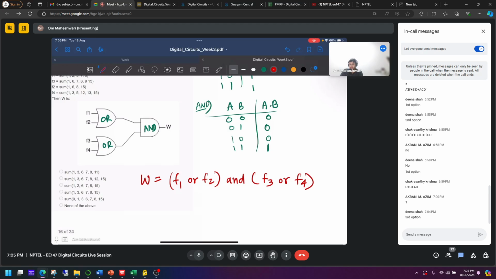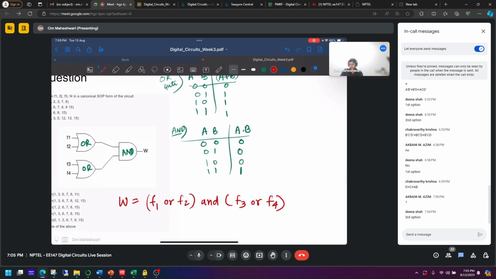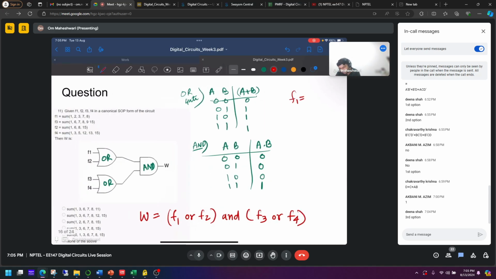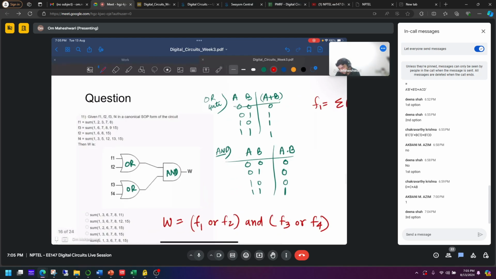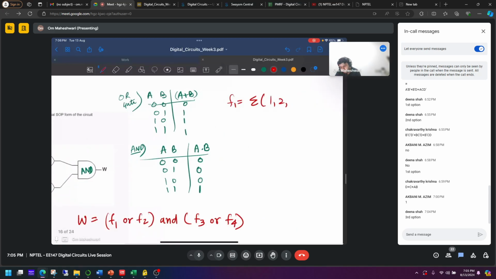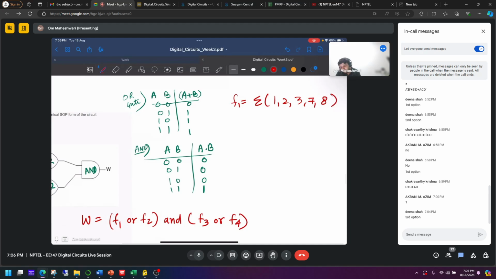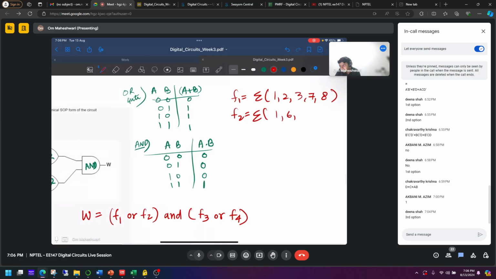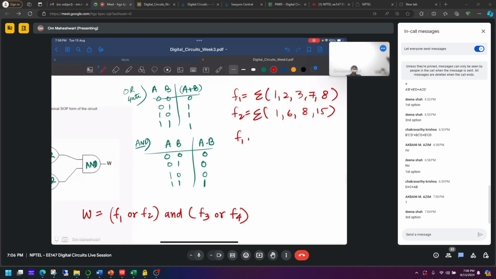So now how to do F1 OR with F2? So what is F1? F1 equals sigma 1, 2, 3, 7, 8. F2 is 1, 6, 8, 15. Okay, so what is F1 OR with F2?